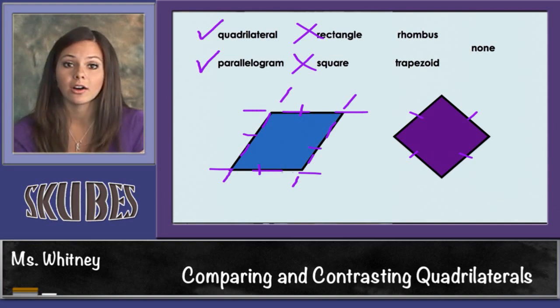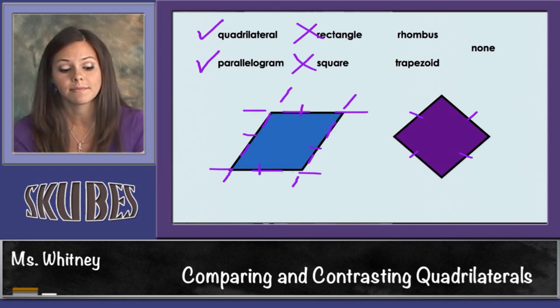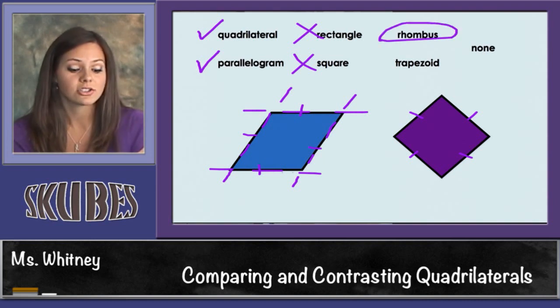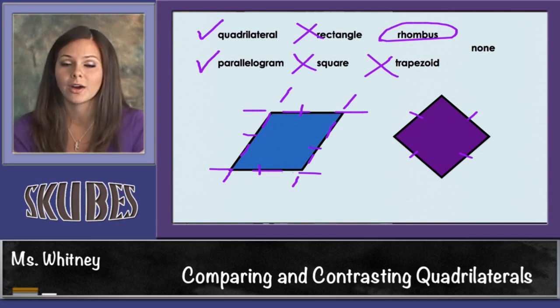But these shapes are rhombuses because the sides are congruent. A rhombus does not have to have right angles, but the sides must be congruent. So we would call these rhombuses. It's not a trapezoid because we have 2 sets of parallel sides. A trapezoid needs 1 set of parallel sides. And that concludes our lesson on identifying and comparing quadrilaterals.